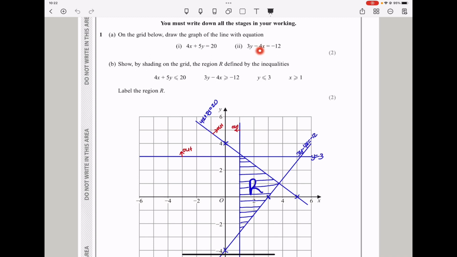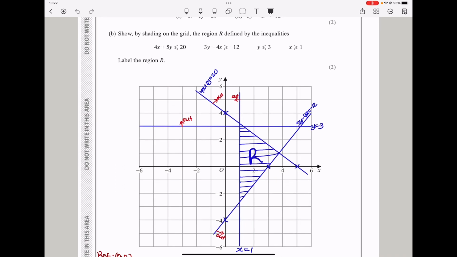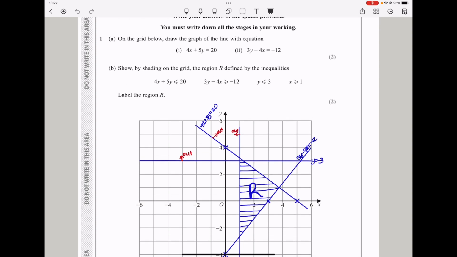And then for this here, I did the same thing when x is equal to 0 and when y is equal to 0, and I found their corresponding coordinates. You can see when x was equal to 0, I got y is equal to -4. And when y was equal to 0, I got x is equal to 3. So I drew a straight line through them. So that's it for getting 2 marks here.